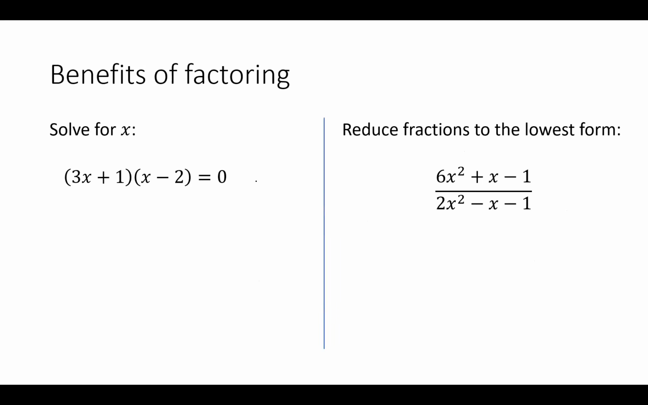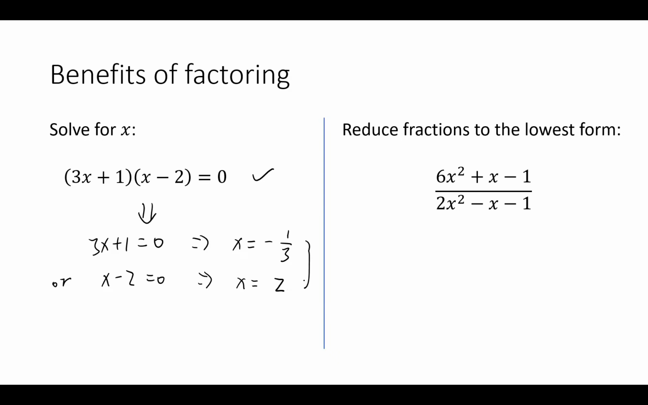If we have this form, there are some benefits. For example, in this case, we know that if this term is equal to 0, then either 3x plus 1 is equal to 0 or x minus 2 is equal to 0. So of course, we can solve for x. In the first case, x equals negative 1 over 3. In the second case, x equals 2. Because we performed the factoring, we know that there are two possible values for x.